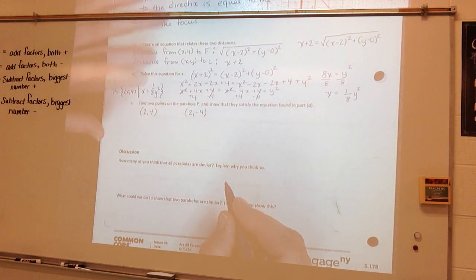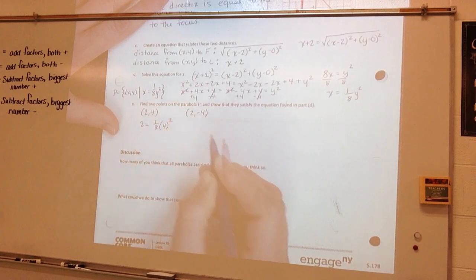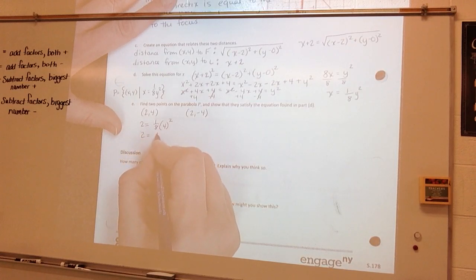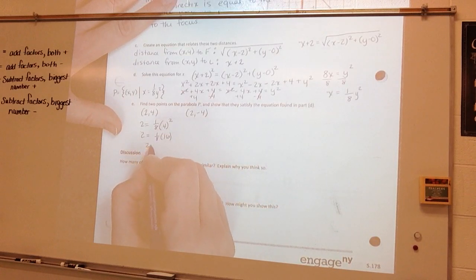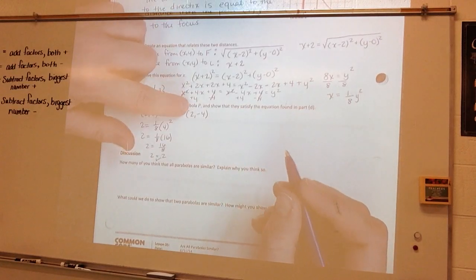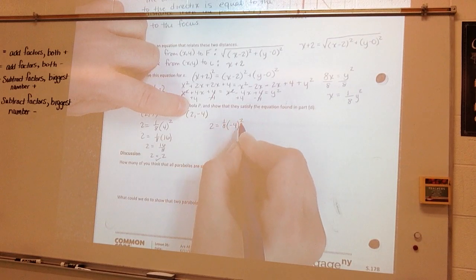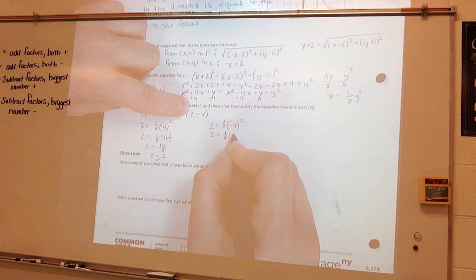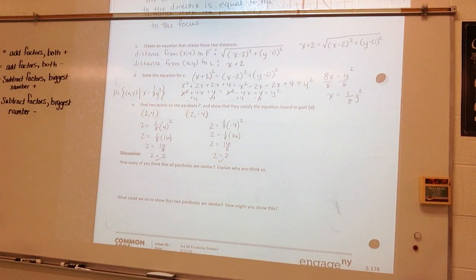So let's go ahead and plug it in. So 2 is equal to 1/8 times 4 squared. So that would be 2 is equal to 1/8 times 16. So I would get 2 is equal to 16/8. 2 is equal to 2. That works. Alright, let's plug in the second one. So I get 2 is equal to 1/8 times -4 squared. 2 is equal to 1/8 times 16. 2 is equal to 16/8. So 2 is equal to 2, and that satisfies the point. Okay?